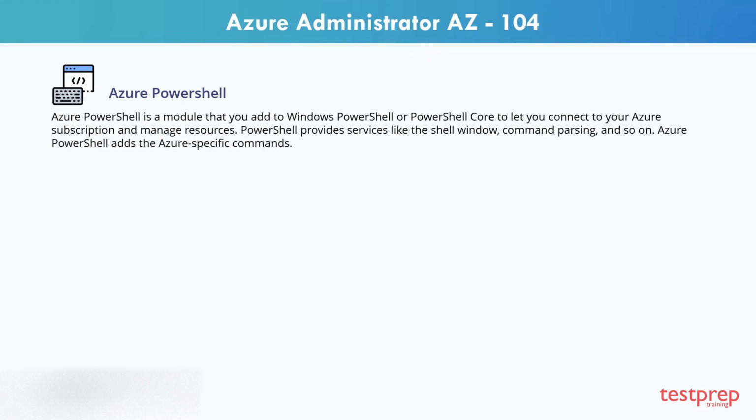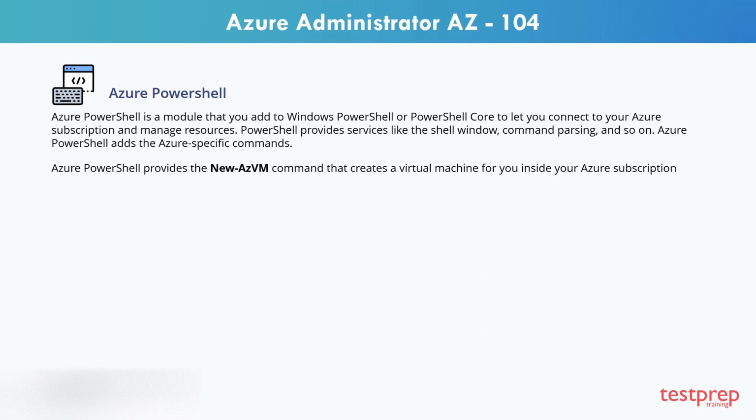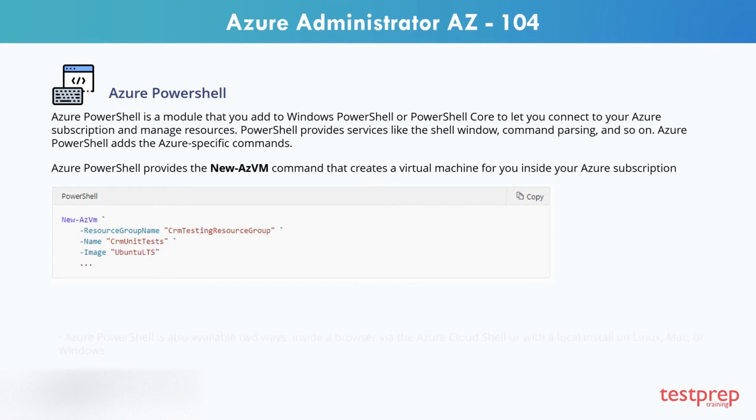Azure PowerShell is a module that you add to Windows PowerShell, or PowerShell Core, to let you connect to your Azure subscription and manage resources. Azure PowerShell requires PowerShell to function. PowerShell provides services like the shell window, command parsing, and so on. Azure PowerShell adds the Azure-specific commands. For example, Azure PowerShell provides the new AZVM command that creates a virtual machine for you inside your Azure subscription. To use it, you would launch the PowerShell application, and then issue a command like the following.